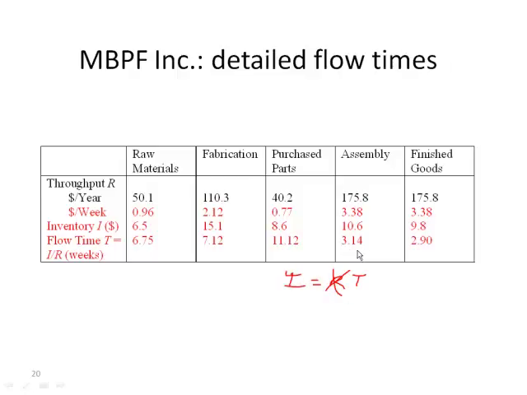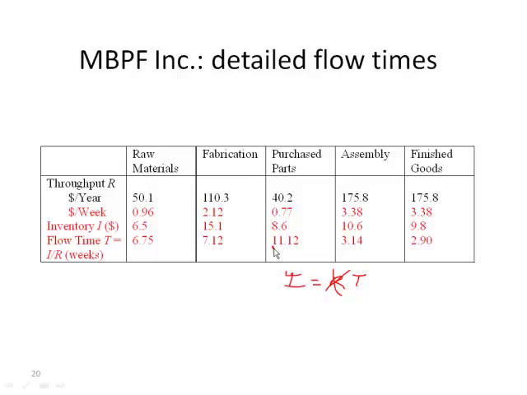Well, I look at the flow time in assembly, it's already 3.14 weeks. That's pretty low. Finished goods, it's even lower. It's at 2.9 weeks. So I might get some benefit in trying to bring those times down, but maybe not. On the other hand, I look in the purchase parts area.